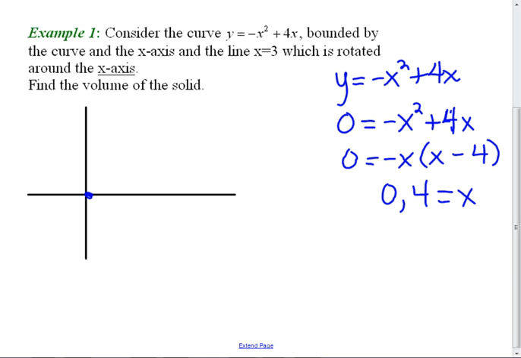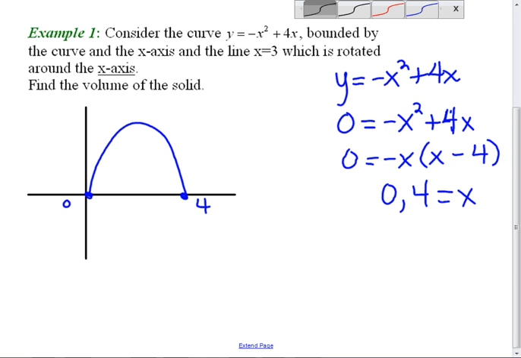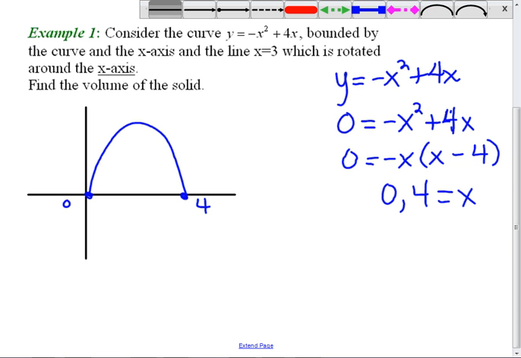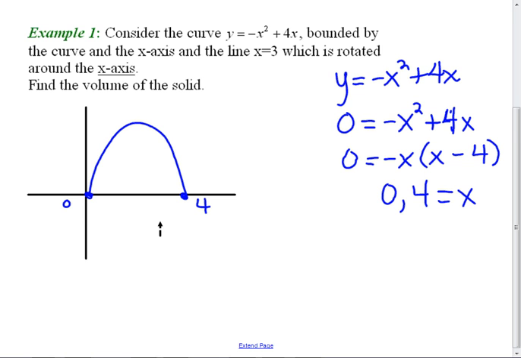And now I'm going to put 4 over here. We are going to take this curve and rotate it. But let me first draw the curve. So it's this. Do you know where the vertex is? It's halfway between the 0 and the 4. So it's going to be a 2. And I'm going to bound it by the x-axis, the line x equals 3. So let's put x equals 3 in there. Looks like it's about here.